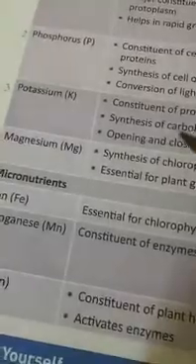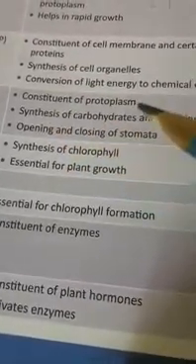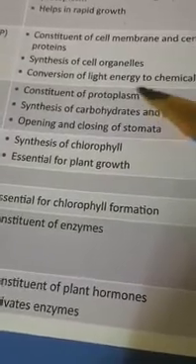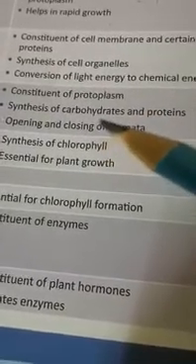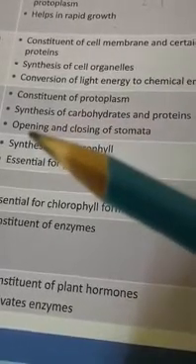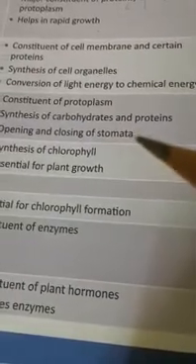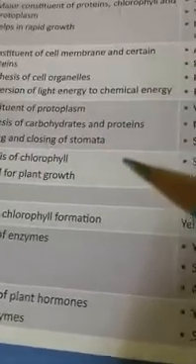The third is potassium. Potassium, it also is the constituent of the protoplasm, means it is present in protoplasm and it helps in the synthesis of carbohydrates and proteins. So what is its function? Mostly it helps in the opening and closing of stomata. Stomata are the pores present on the leaves from where the gas exchange, oxygen and carbon dioxide takes place.